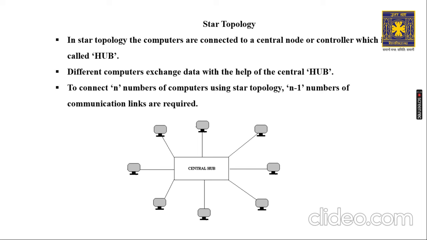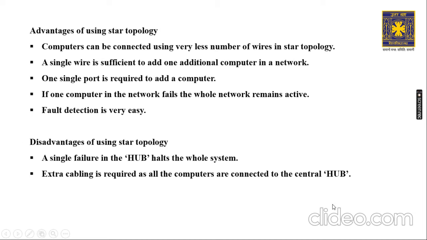This is n number of communication links required, because if you have n computers, how many wires will be required to connect these computers to the central hub? You need n number of wires. For 3 computers you need 3 wires, for 4 computers you need 4 wires, and so on. You can see this clearly in this picture. So let us move to the next slide.